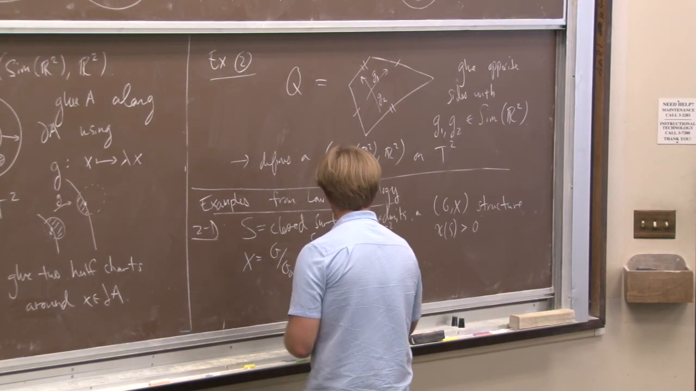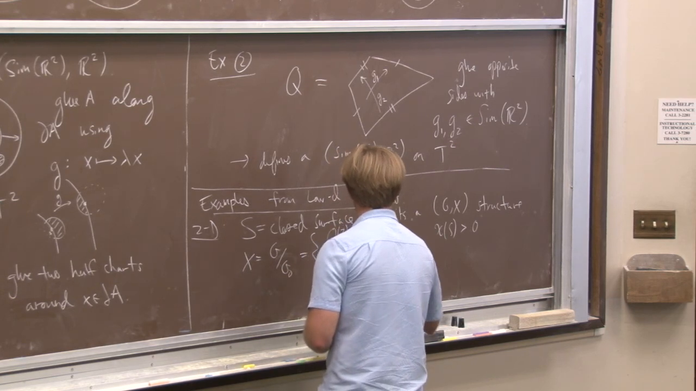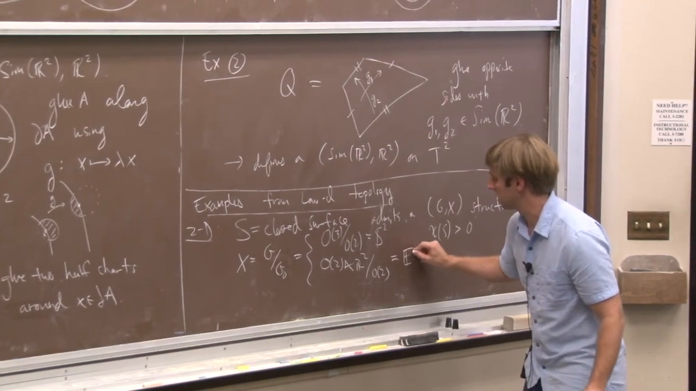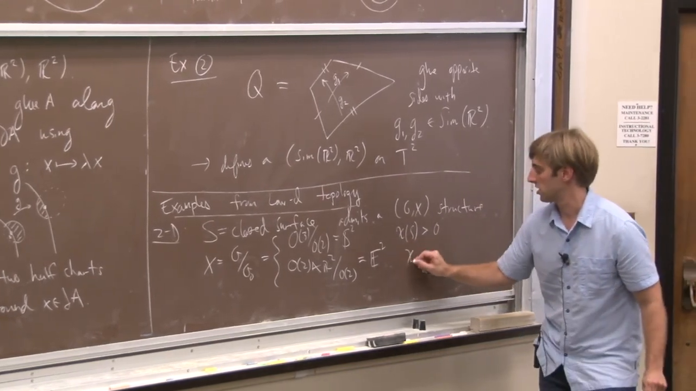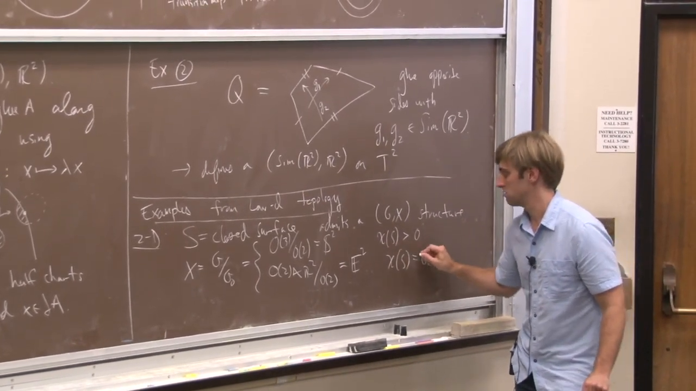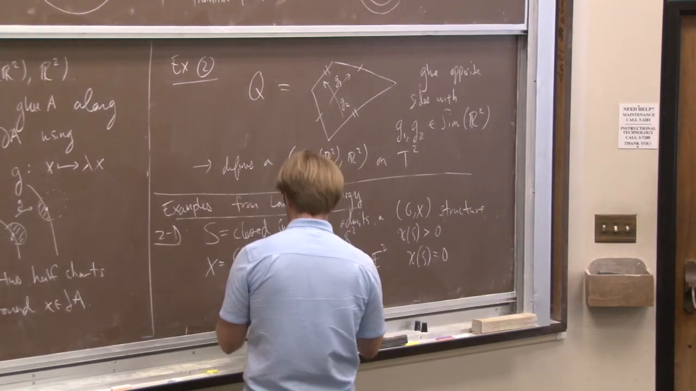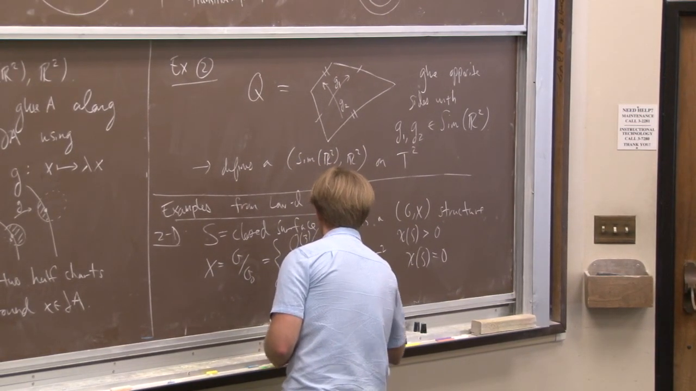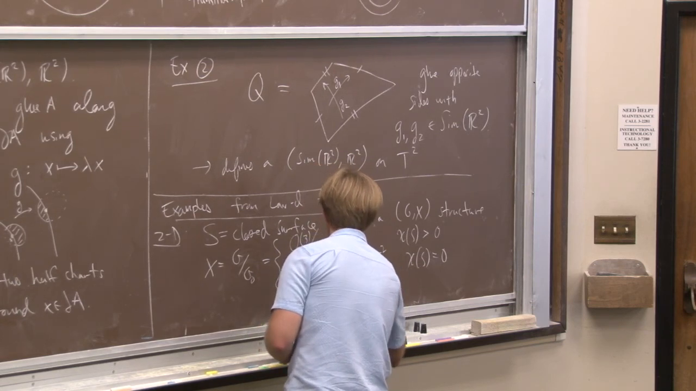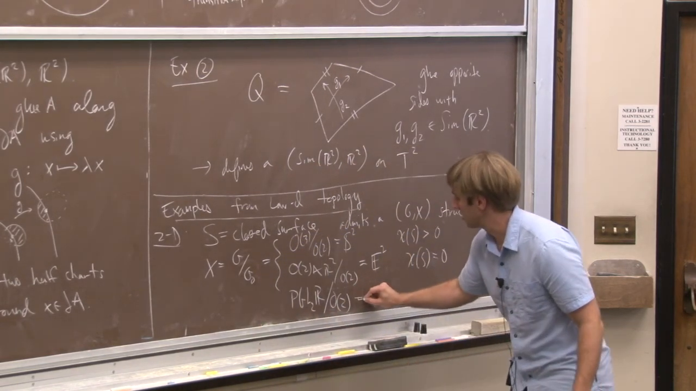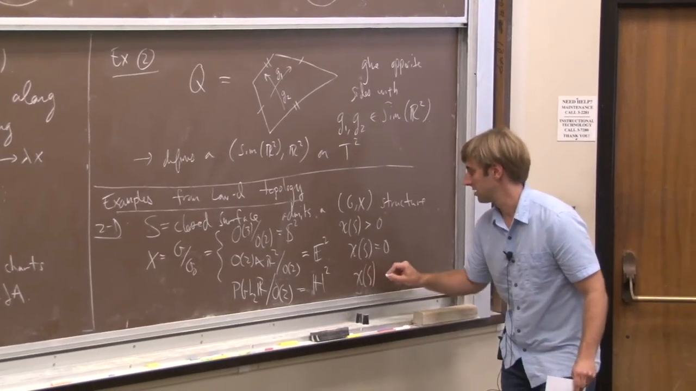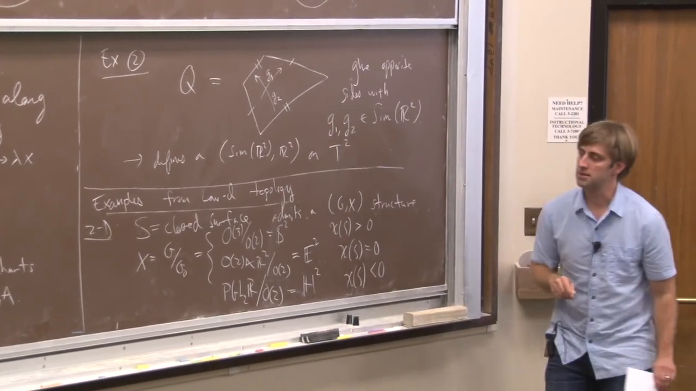O(2) semidirect R^2 mod O(2), that's the Euclidean plane that we already talked about, if the Euler characteristic is 0. And PGL_2(R) mod O(2), and that's the hyperbolic plane, if the Euler characteristic is less than 0.